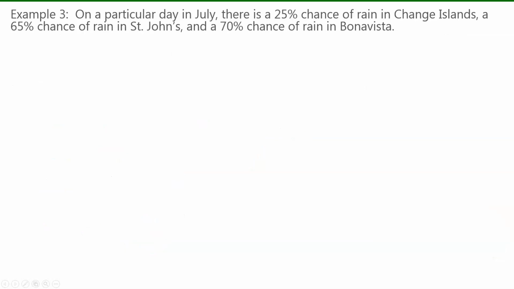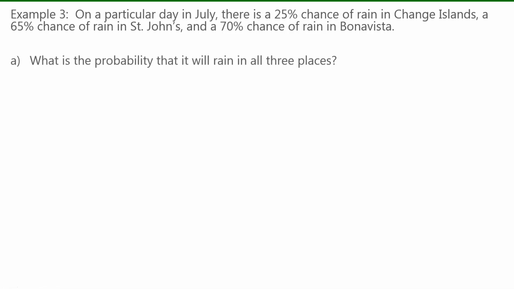On a particular day in July, there's a 25% chance of rain in Change Islands, a 65% chance of rain in St. John's, and a 70% chance of rain in Bonavista. What is the probability that it will rain in all 3 places?